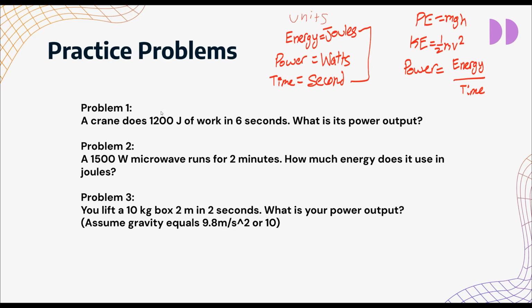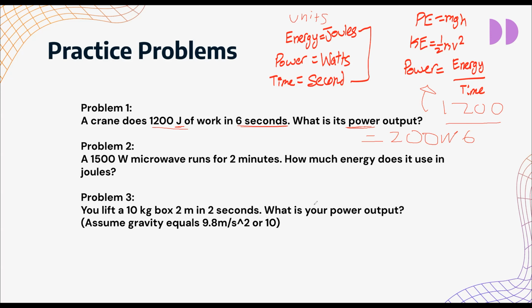Okay, so we know joules is a unit of energy here, and we have 6 seconds, which is a unit of time. It's asking us for power, which is really convenient because we have this formula right here, right? Power is equal to energy divided by time. And guess what? We have energy here and we have time here. So it's just a simple division question. 1200 over 6, power output is equal to 200 watts. Everyone get that? Does that make sense?